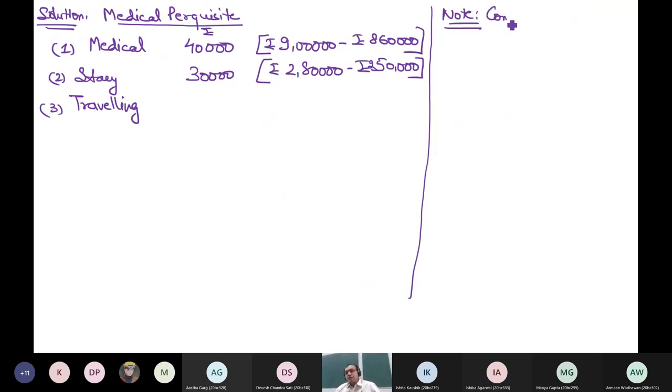I will compute, but this is not the final gross total income. This is computation of GTI only for the purpose of medical. I hope you have understood. Computation of gross total income for the purpose of medical perquisite. That is why tax is a little bit technical and bulky, because we have so many points to be applied while performing the calculations to compute the exact taxable value for the purpose of medical.